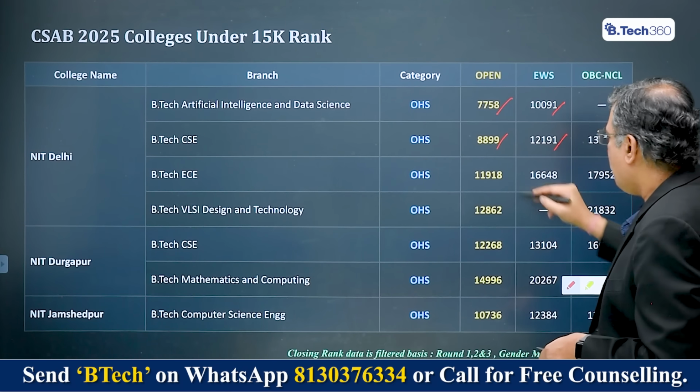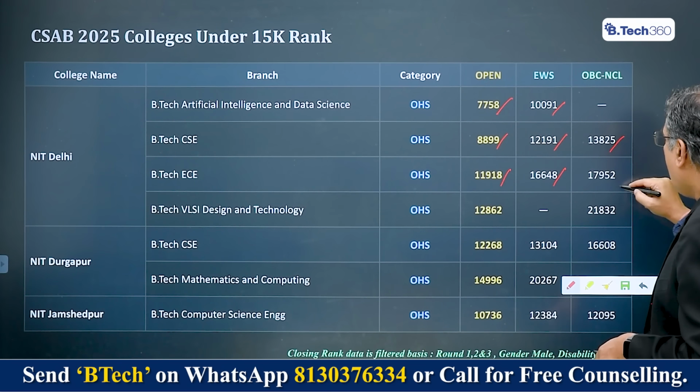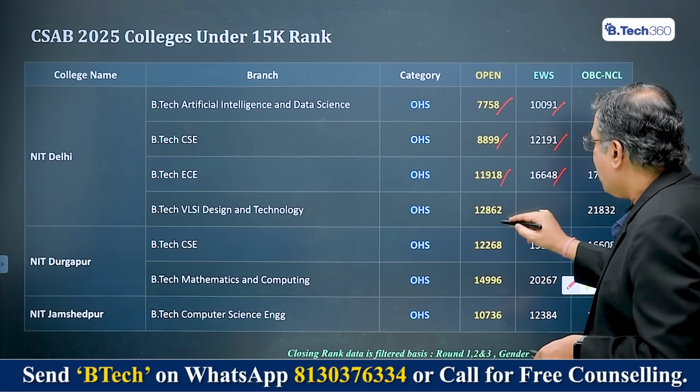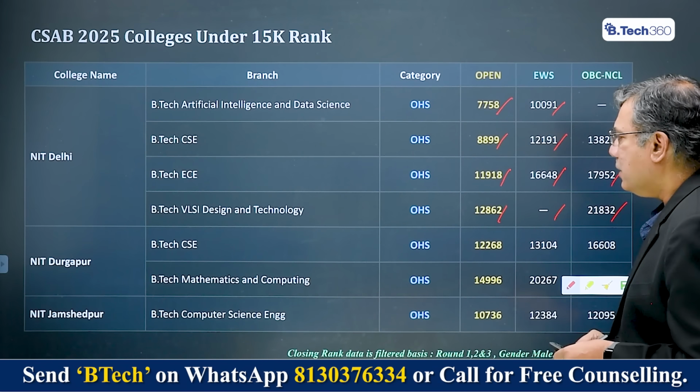Btech ECO outside the home state 11,918 for open category, EWS is 16,648, OBC-NCL is 17,952. Btech VLSI Design and Technology 12,862 for open category, EWS is not there, 21,832 for OBC-NCL.